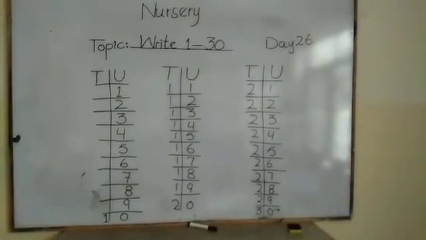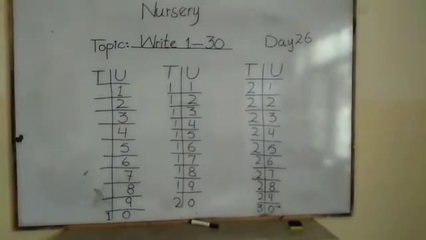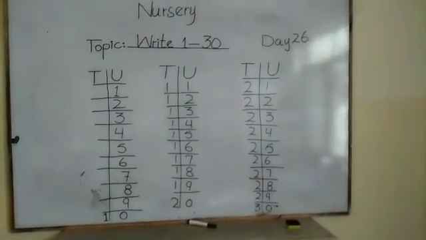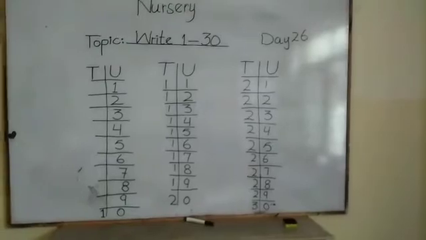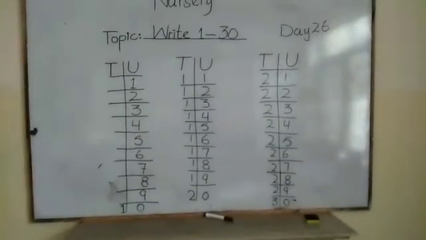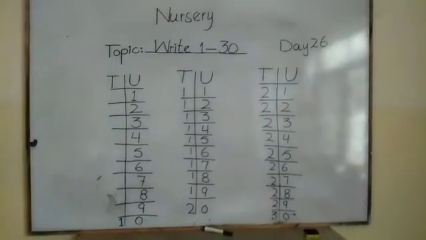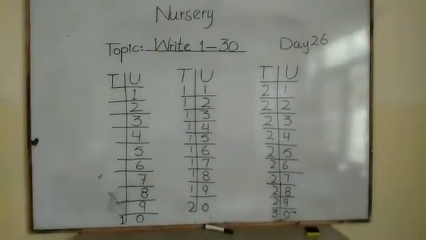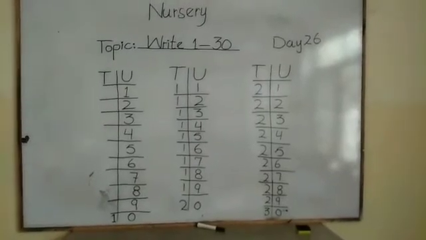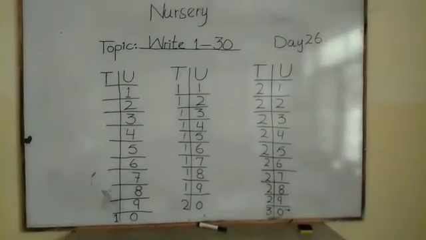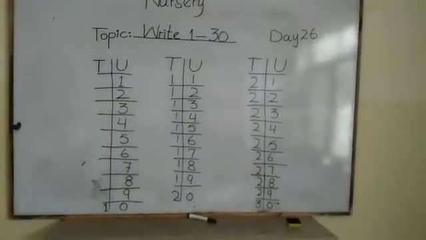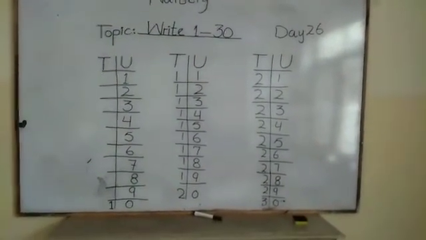Then you make columns in your notebook and write 1 to 10, 11 to 20, and third 21 to 30. First of all, you write in unit 1, 2, 3, 4, 5, 6, 7, 8, 9, 10. When you write 10, you write 1 in tens and you write 0 in unit.